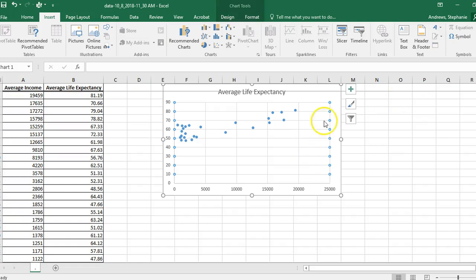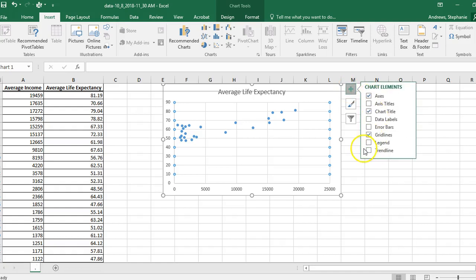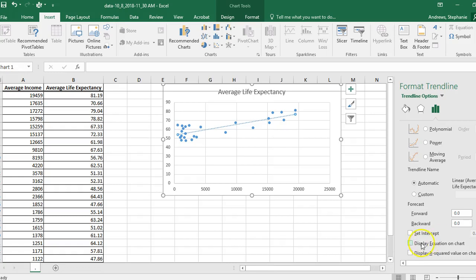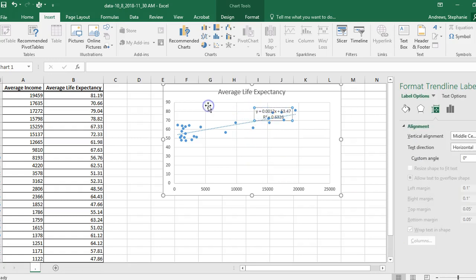To get the slope and the y-intercept, I'm going to go on this particular version up to plus. I'm going to tell it I want trend line. And then I'm going to ask it for more options. When I ask for more options, I'm going to scroll down to display equation. I'm going to go ahead and display r squared while we're here. And there they are. So looking at these parts, I have y equals 0.0012.